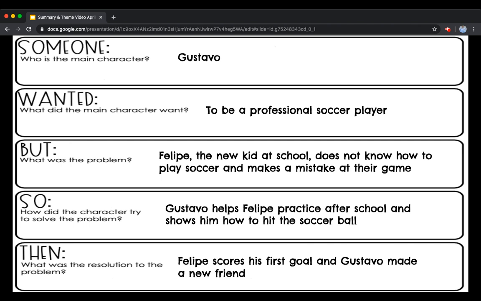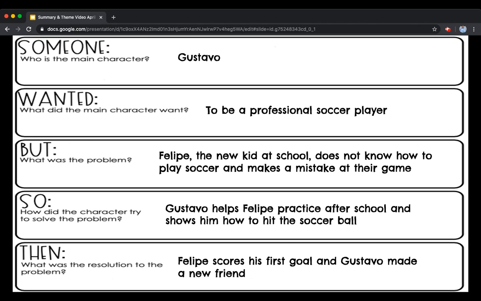When we use our somebody or someone wanted but so then model, this really sets us up for success when we write a summary on a fiction text. So the main character of the story is Gustavo because we learn a little bit about his background at the very beginning. Gustavo wanted to be a professional soccer player, but Felipe, the new kid at school, all of a sudden comes and does not know how to play soccer, and he makes a mistake at their game.